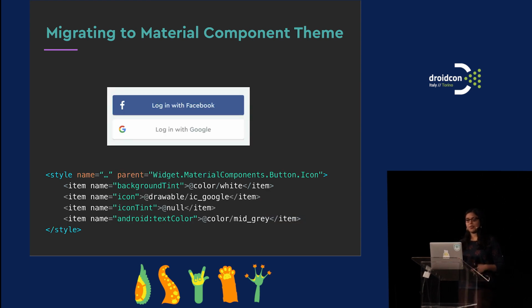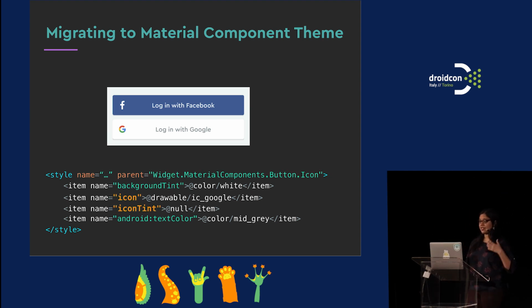All right, so I don't know if you remember, but we lost some icons here. We were able to restore them by using this Widget.MaterialComponents.Button.Icon style. So no more drawableStart, etc. to set icons. You can just set an icon using the icon attribute. And by default, they are tinted by colorPrimary, but we wanted to retain the original color. Like in this case, we wanted to have the Google colors. So we set iconTint as null.